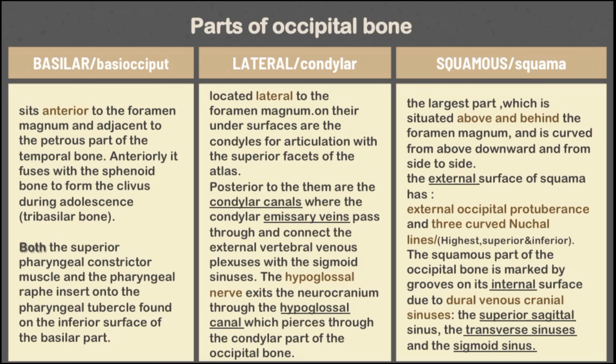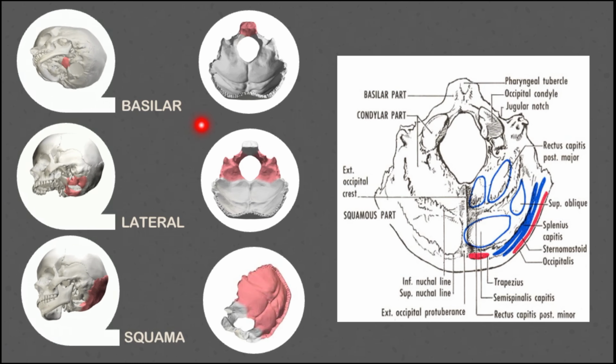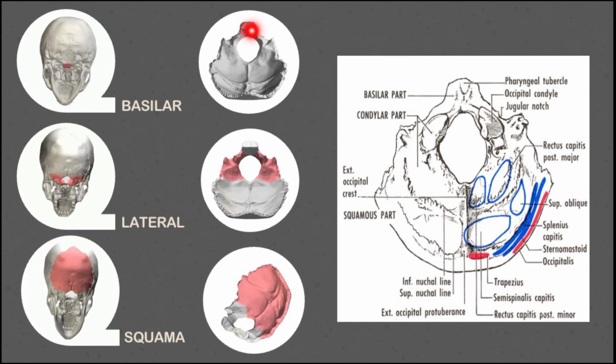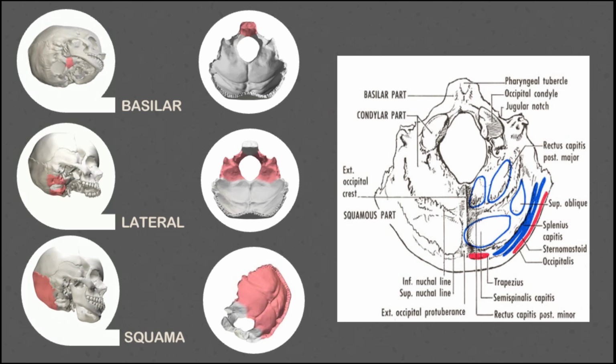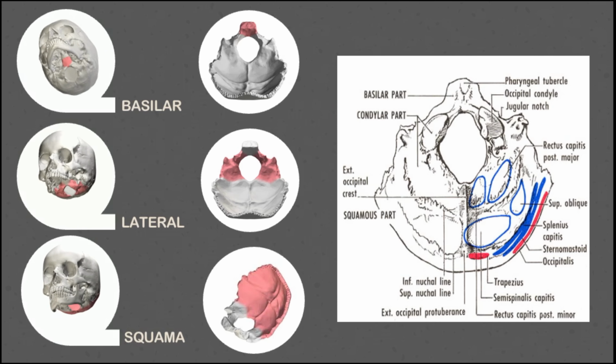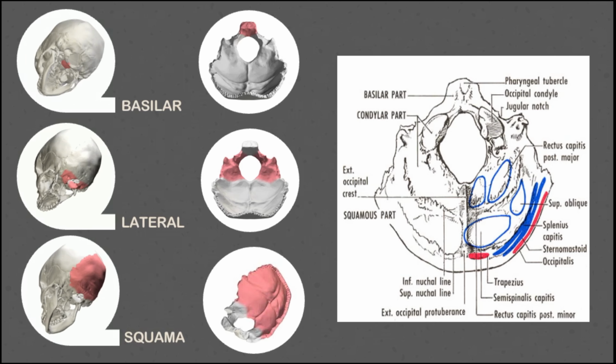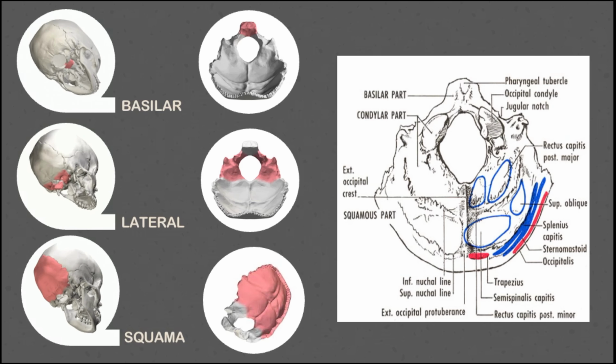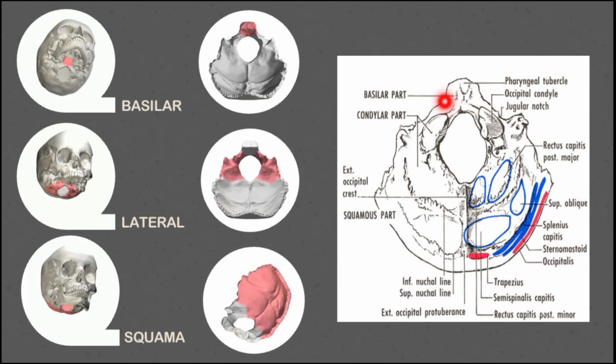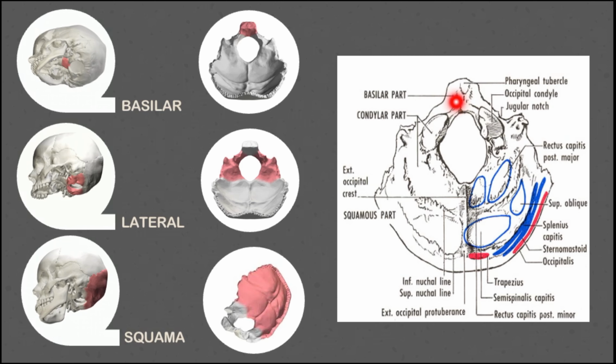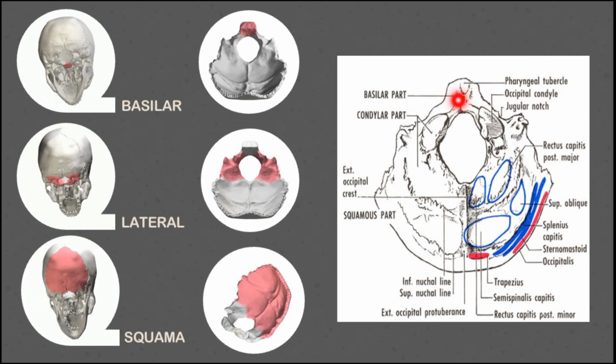Parts of the occipital bone. Basilar part sits anterior to the foramen magnum and adjacent to the petrous part of the temporal bone. Anteriorly, it will fuse with the sphenoid bone to form the clivus during adolescence. Pharyngeal tubercle, which is a little protuberance, stands up in the middle portion of the basilar part.